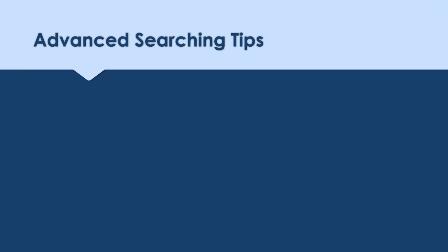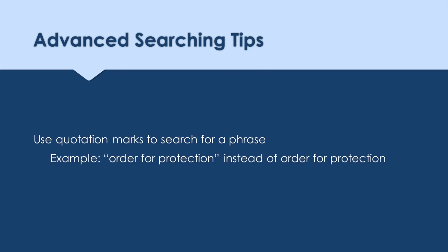Coming up with search terms can take some trial and error. You may need to try different combinations of words or use synonyms to find what you are looking for. You can also add words like granted or denied if you want to see a specific result. Here are some other advanced search tips to consider. If you want to search for a phrase, put the phrase inside quotation marks. For example, type quotation mark order for protection quotation mark instead of just order for protection.